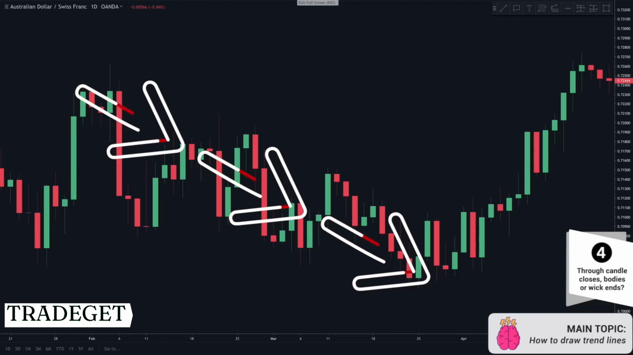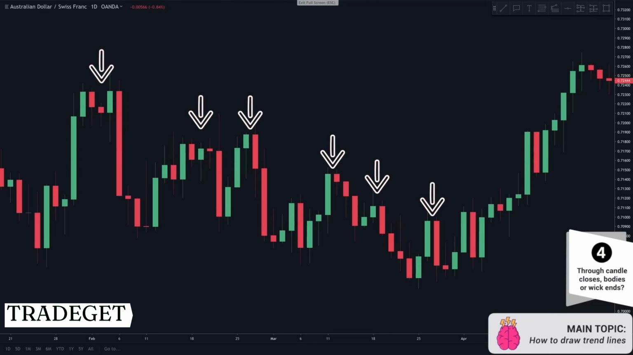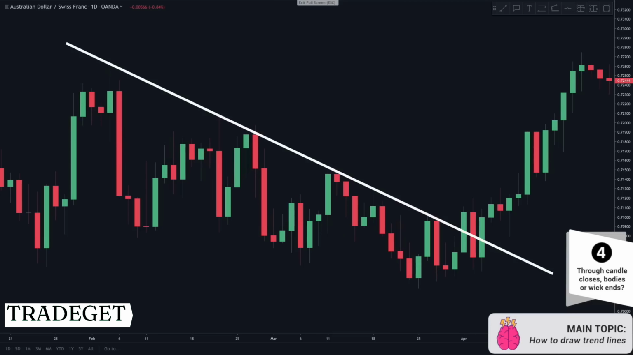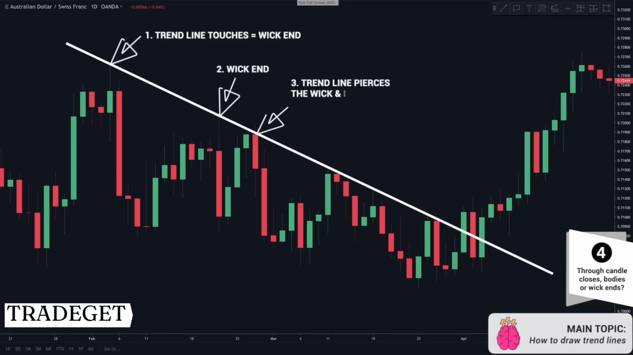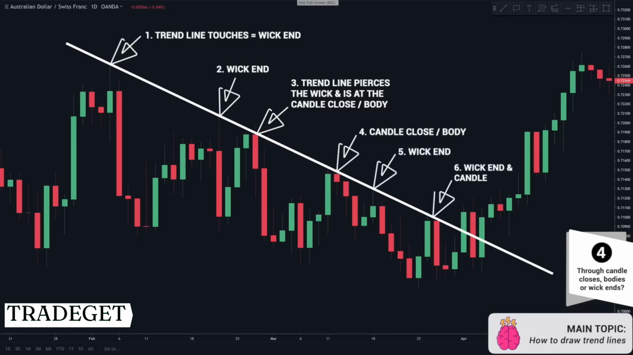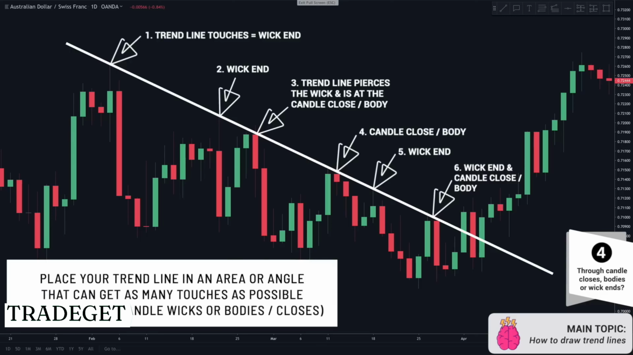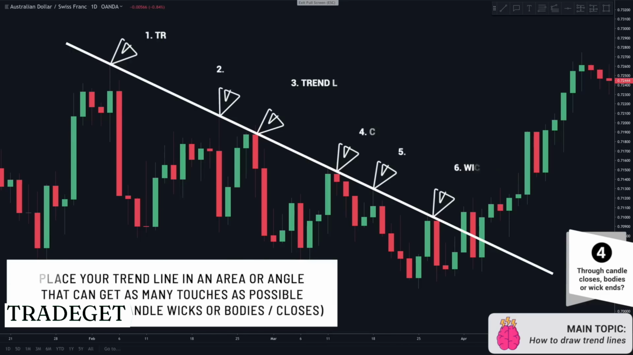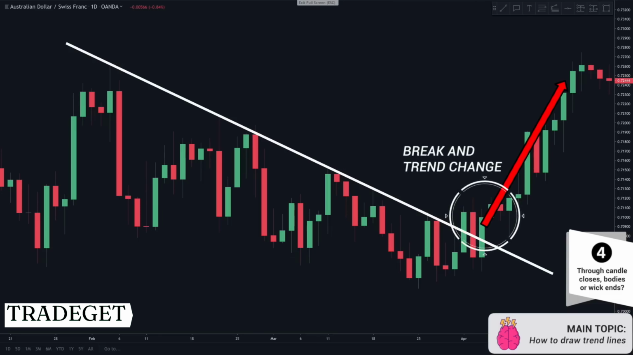So here was your clear downtrend, and in order to hit all these points here, this is where you would have placed your trend line. Now notice how at this point here, the trend line is at the wick end. And again at this point here, the trend line is at the wick end. Now at this third point, the trend line is piercing the wick and touching the candle body, which is necessary in order to be able to hit the following points. So again, the trend line hits the candle body, and here the trend line hits the wick end. And here the trend line hits the wick and body. Notice how the trend line hits candle closes and wicks, whichever allows for us to get the most amount of touches. Price then finally broke out and started a trend change.